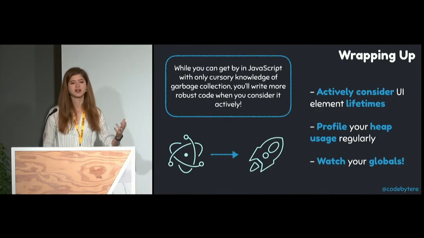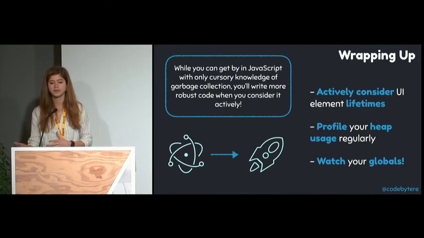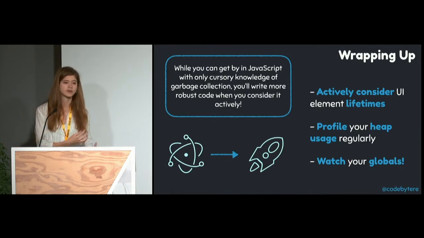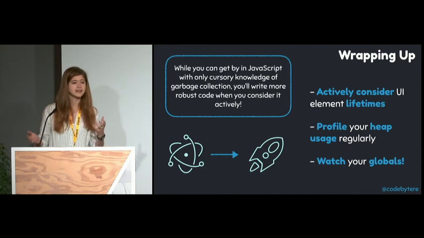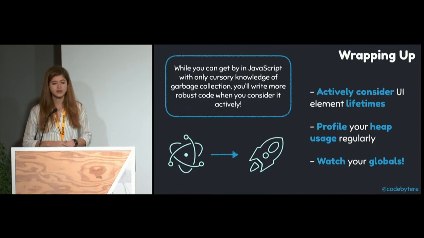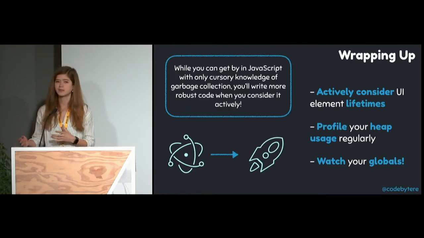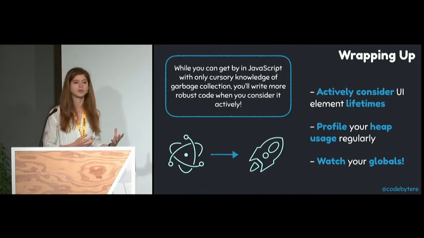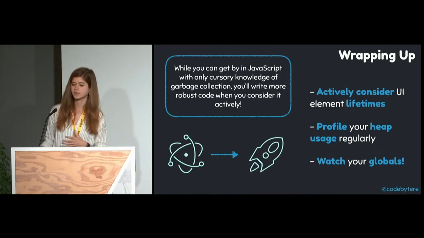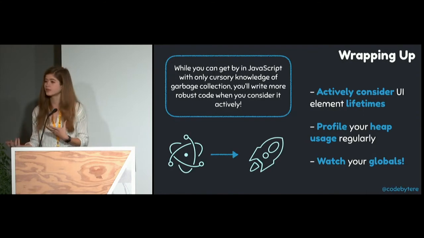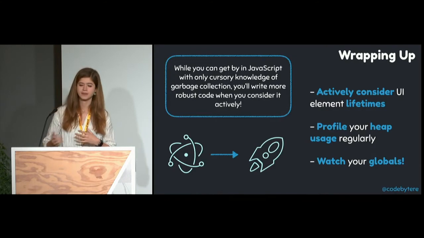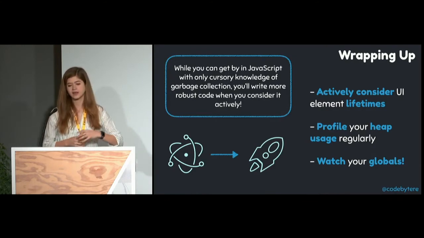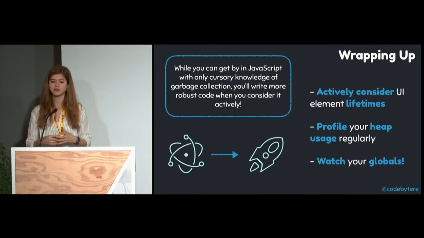Many JavaScript developers writing code for the web don't really consider garbage collection on an active, everyday basis. And for the most part, that's pretty much okay. You can get by in JavaScript with a cursory knowledge of garbage collection, but you're going to write more robust code when you consider it more actively. Electron asks you to think a little bit more directly about how we take out the trash, with a little added knowledge of how garbage collection works under the hood.